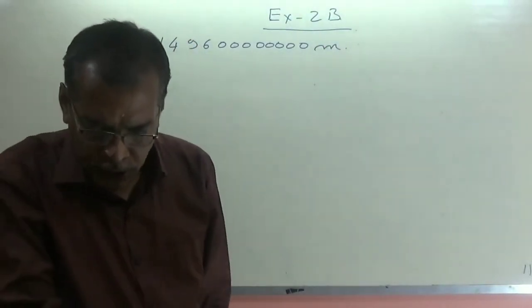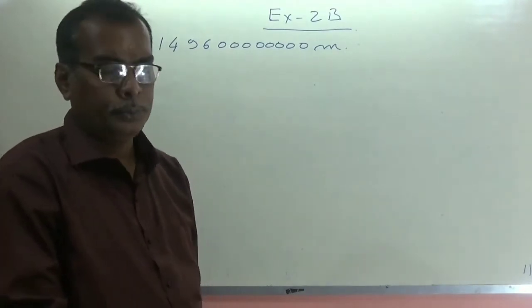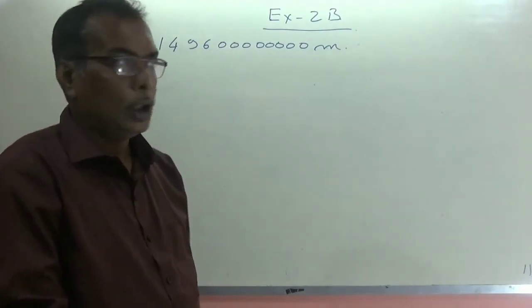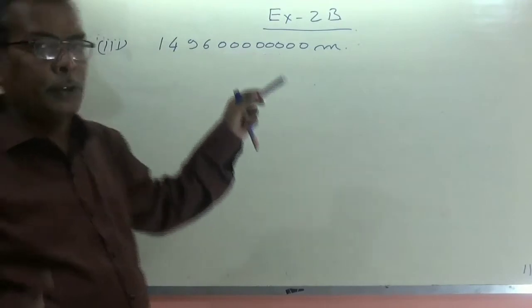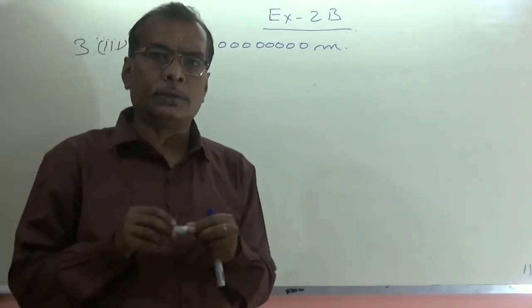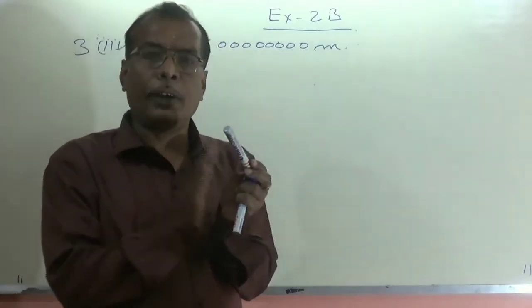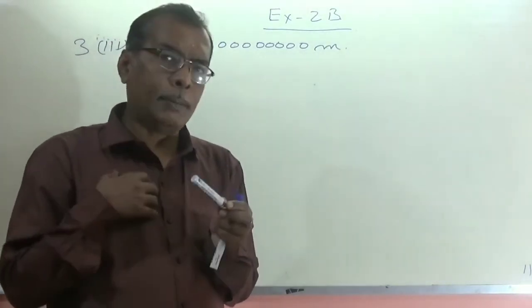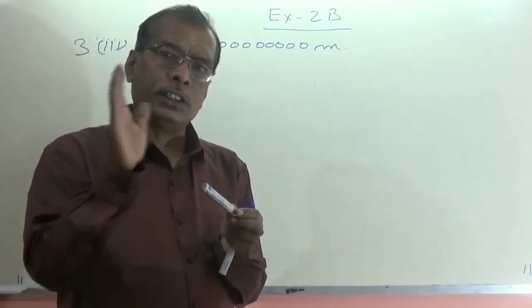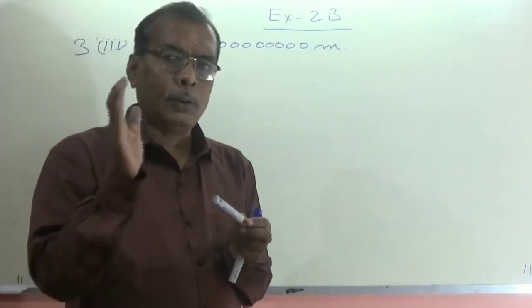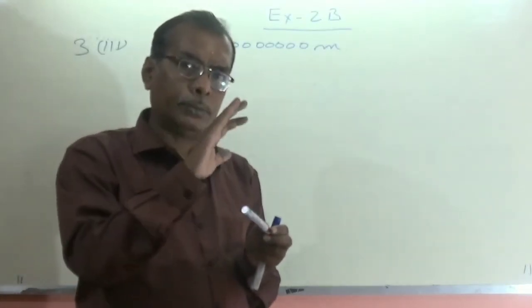Now the question is, write this number in standard form. So, yes, obviously the physics students are going to say, sir, don't say that this is a number, this is the distance between Earth and the Sun, a very important figure. But as mathematics students, we are going to say this is simply a number. I want to change this number into standard form.